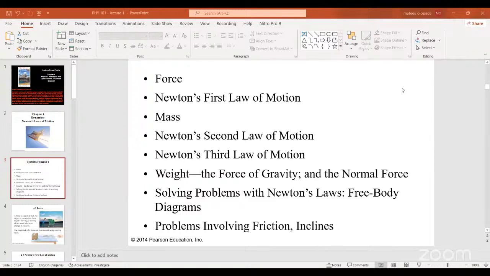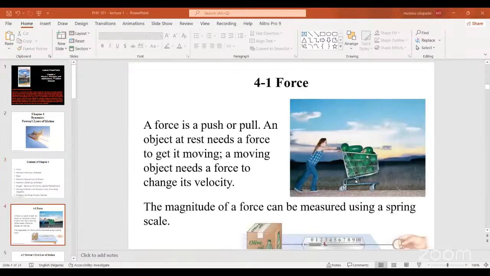So just like I said, these are the preambles of what will be taught. So from here, we will move on to discuss the first aspect, which is the force. What is a force? A force is a push or pull.